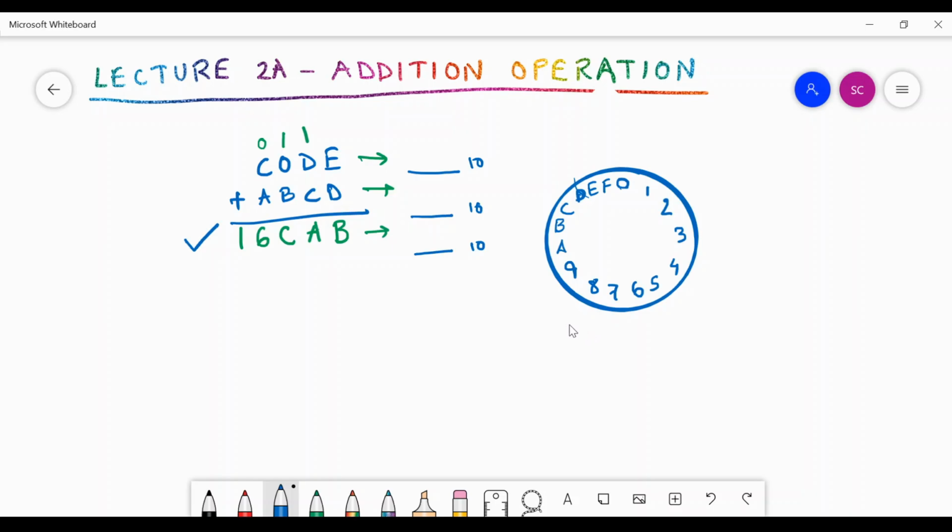I hope that for any number in any number system, if you are given two numbers, three numbers or four numbers, as many numbers as you might be given, you will be able to add them up.